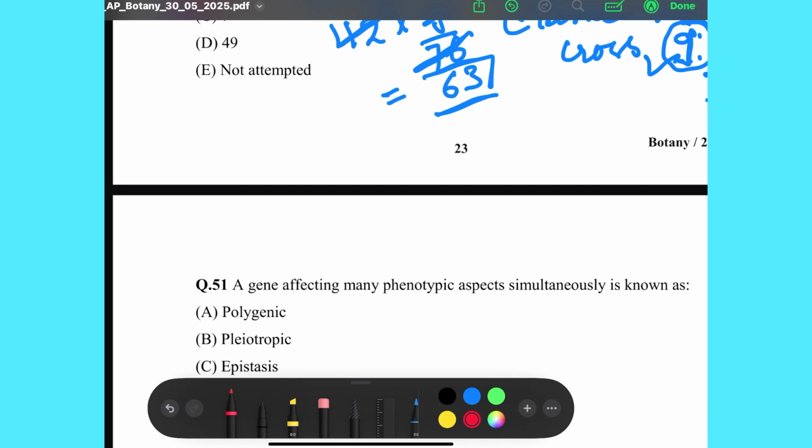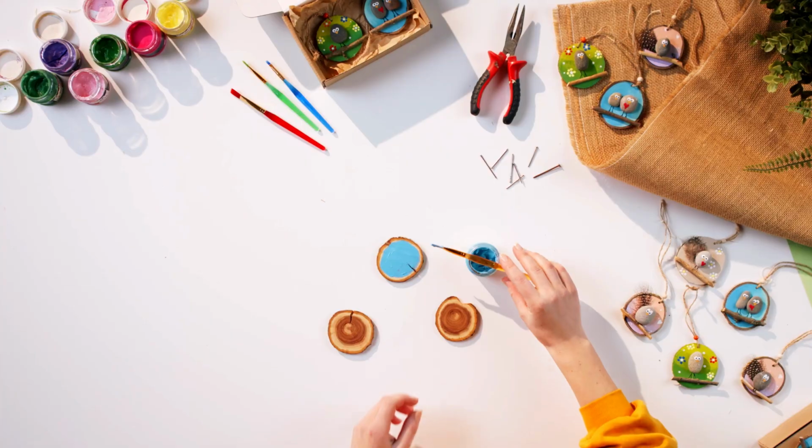All right, friends. That's for today's session. We have successfully solved questions 31 to 50 together. I hope this was helpful and boosted your confidence.